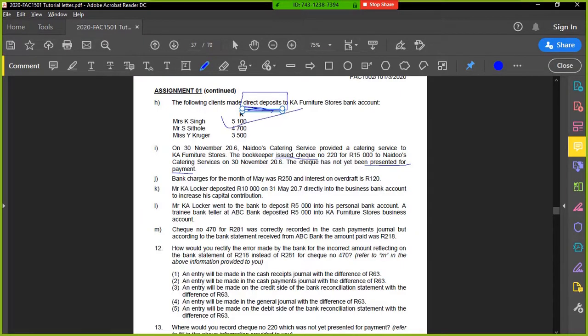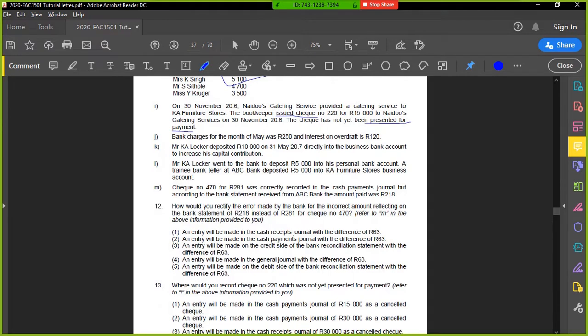Next. 30th of November, Naidu provided catering service to KA Furniture. The bookkeeper issued check 220 for 15,002 for Naidu's catering services on 30th of November. The check has not yet been presented for payment. When did this check happen? In November. How many months ago is that? More than 6 months. Exactly. December, January, February, March, April, May is the 6th month. So this would be a stale check.